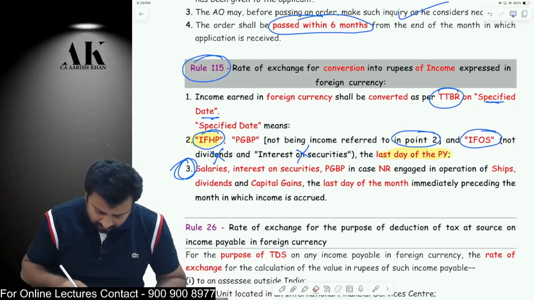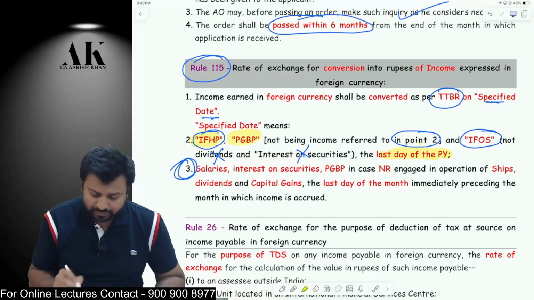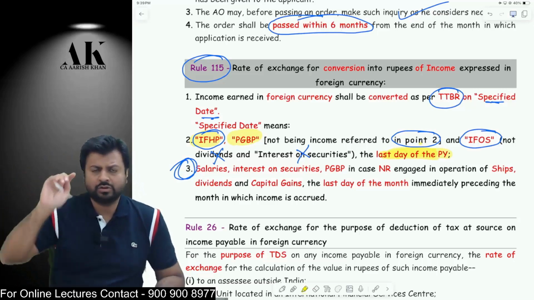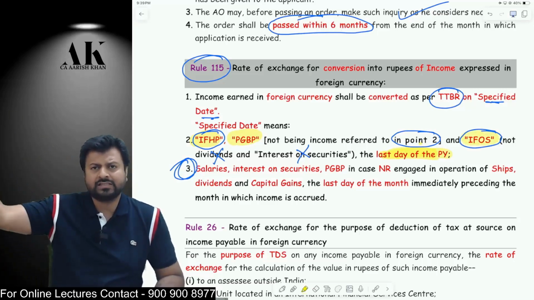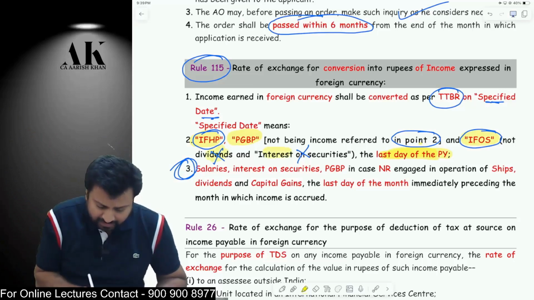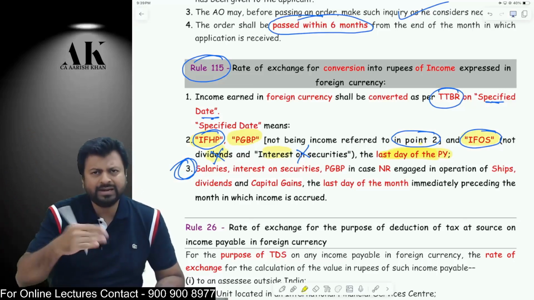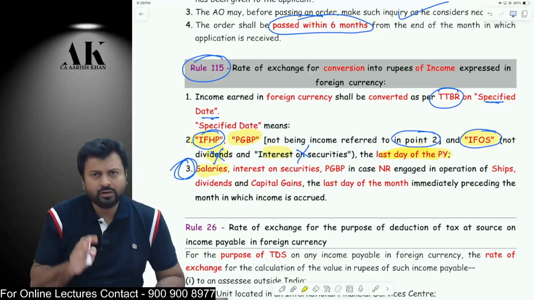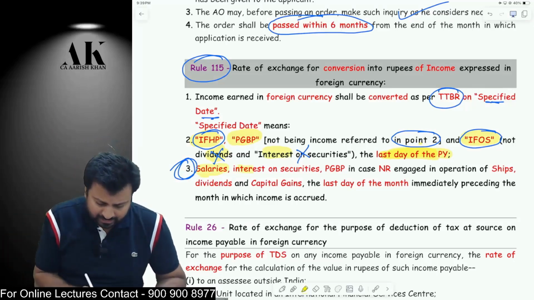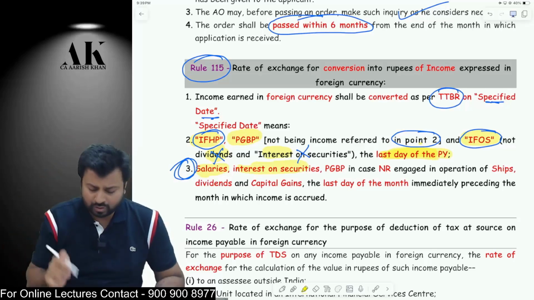For PGBP, other than this point number 2 PGBP, convert at the last day, 31st March, into Indian. For IFOS, convert at the last day, 31st March, into INR. But for dividend and interest, follow point number 3. Now point number 3 will have all the remaining incomes. Salary not covered in point number 2 will come in point number 3. Interest on securities not covered in point number 2 comes in point number 3.